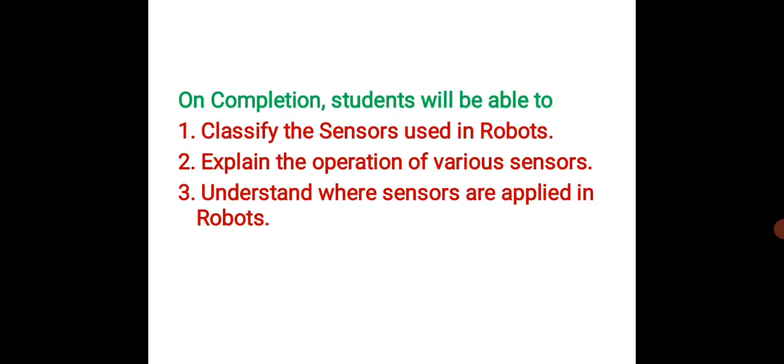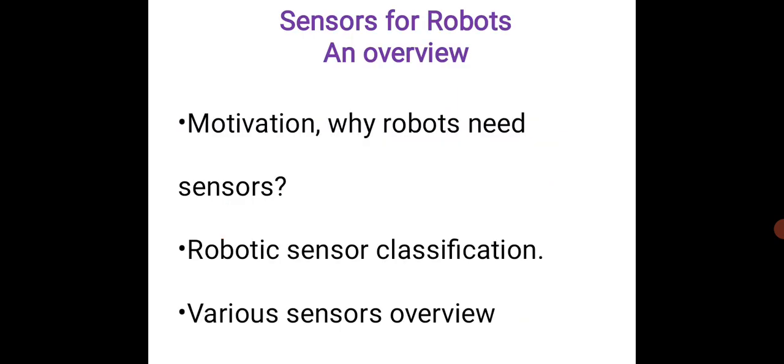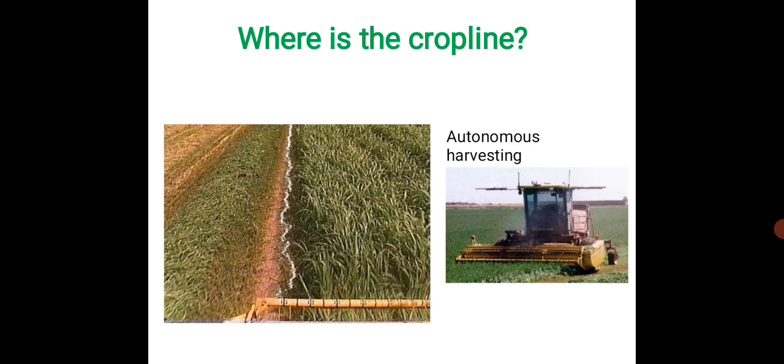On completion, the students will be able to classify the sensors used in robots. They will be able to explain the operation of various sensors. They will be able to understand where sensors are used in robots, and we will just see an overview of why robots need sensors, how they are classified, and various sensors.